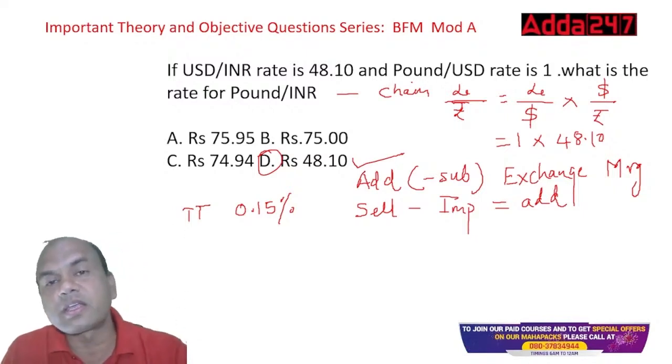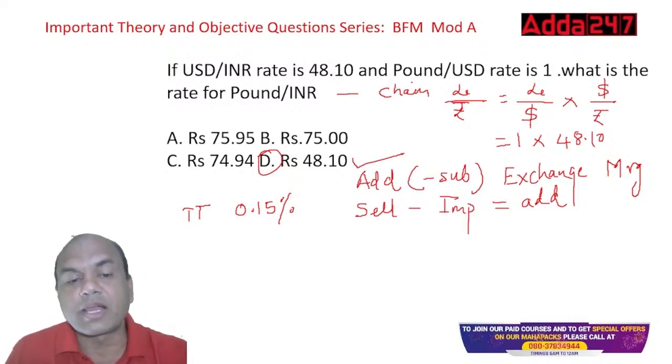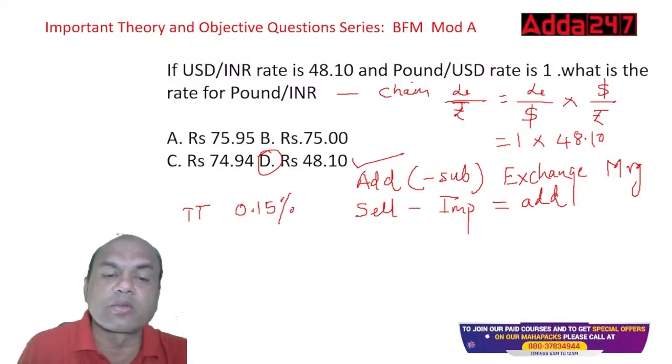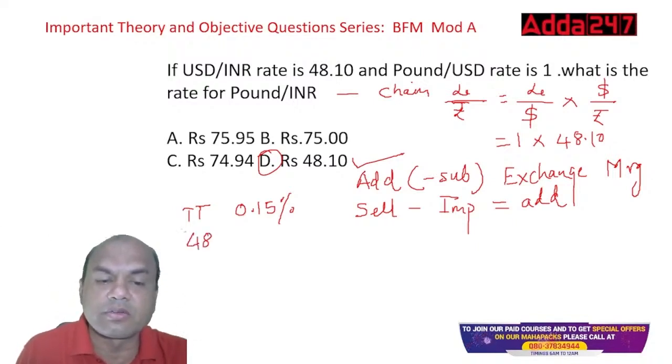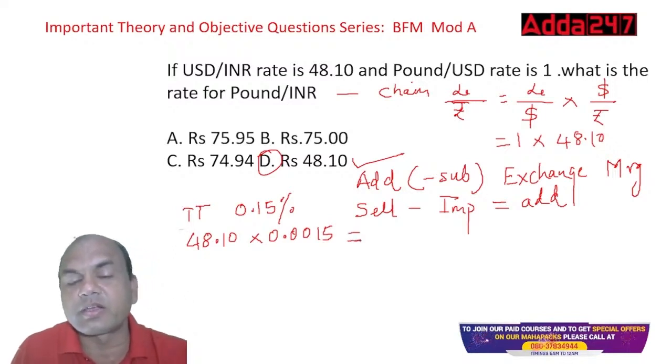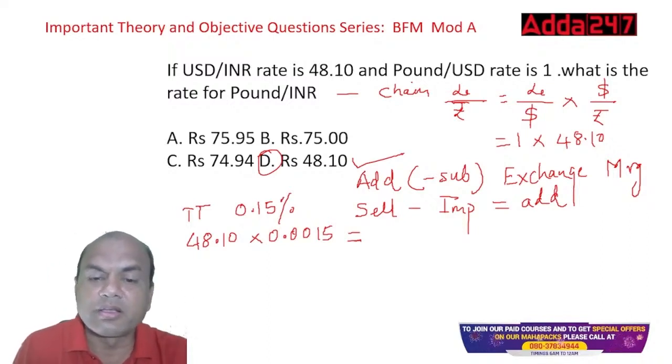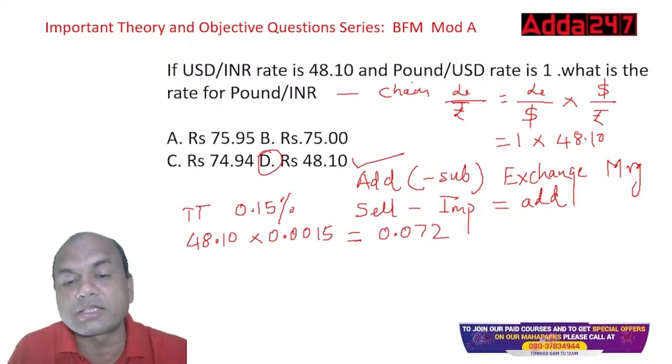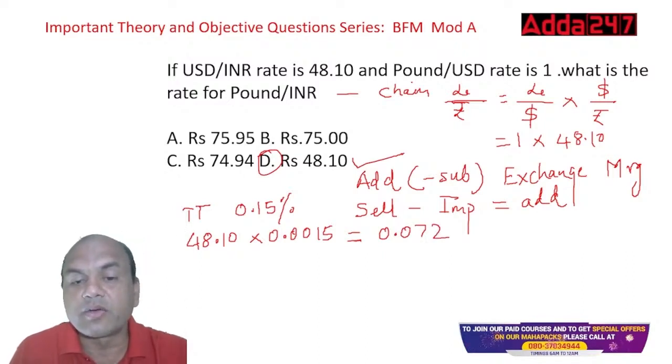So what is the answer you are getting, guys? What is the margin you are getting in rupees? 48.10 into 0.0015. Type this answer in the comment section. What are you getting over here? It is 0.072. Now what will you do with this margin? This is your margin in figure. This was in percentage, now it is in numbers.